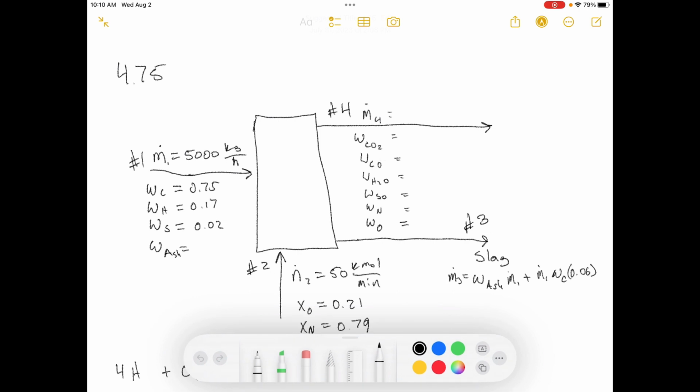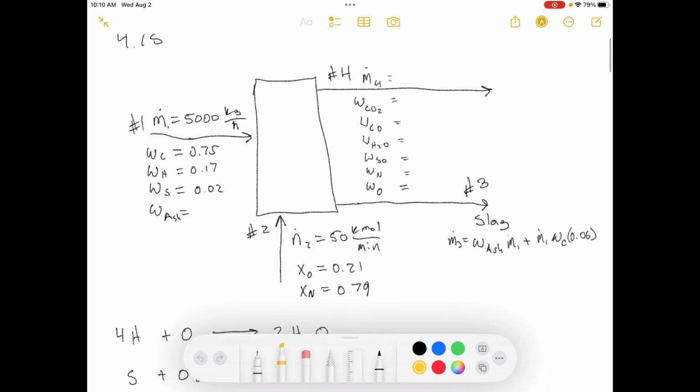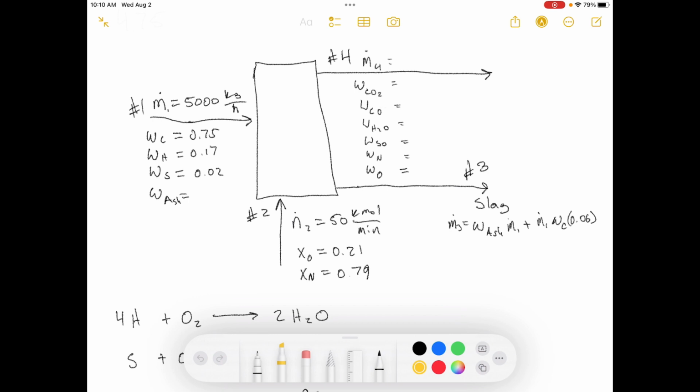Okay, so I've written down what I understand from the problem. We've got a stream here, with coal going in. This is the feed rate of the coal. W signifies a weight percent, while X signifies a mole percent. So we've got our weight percents that they gave to us, and then the balance was ash.